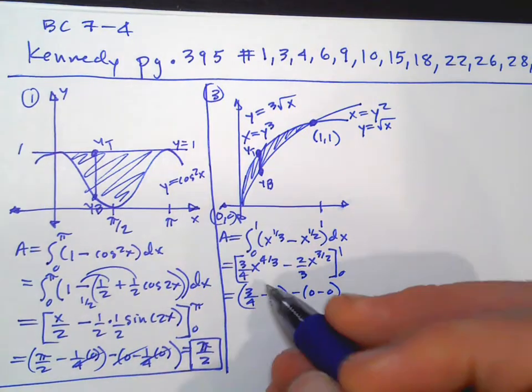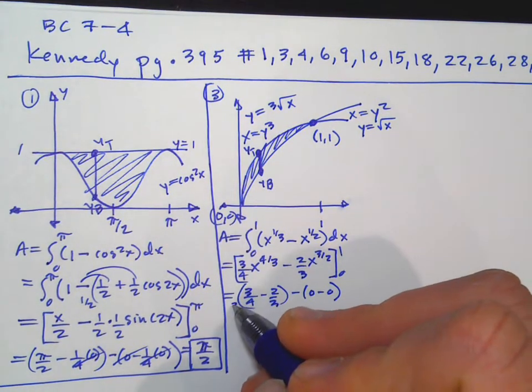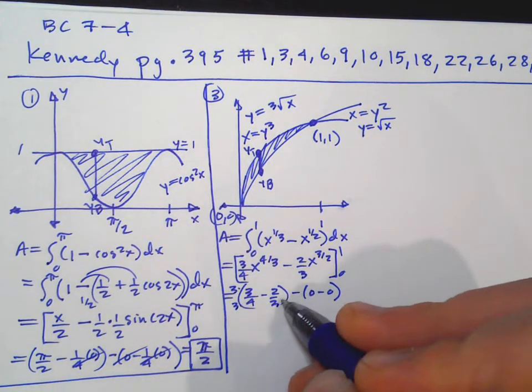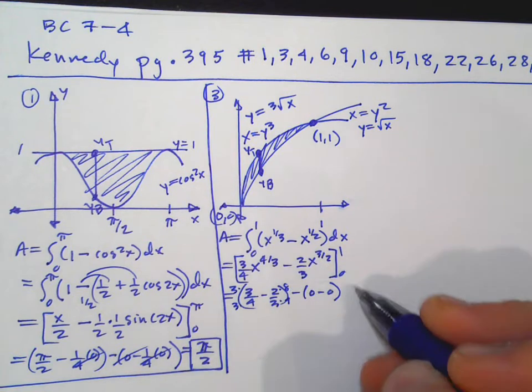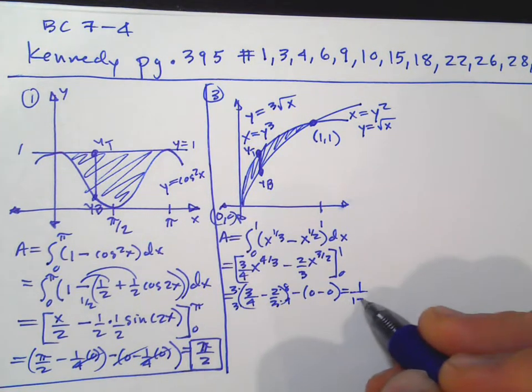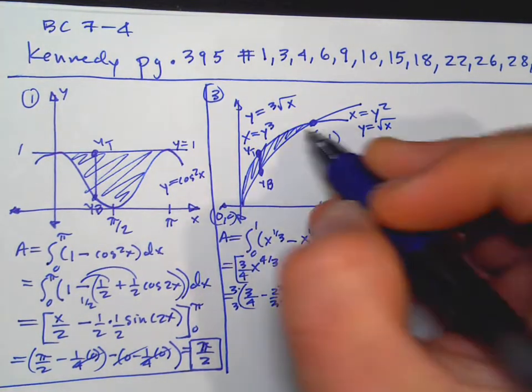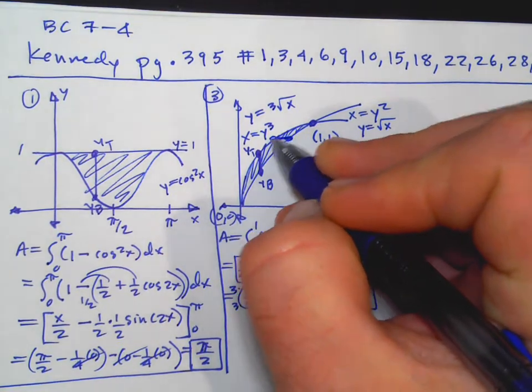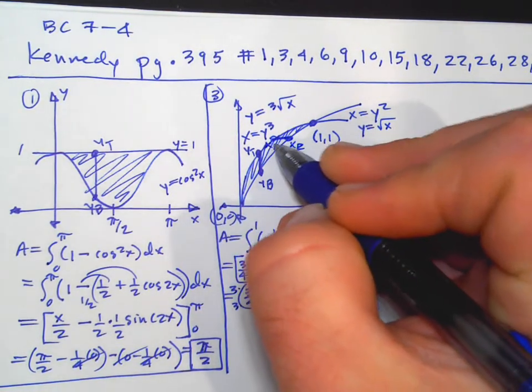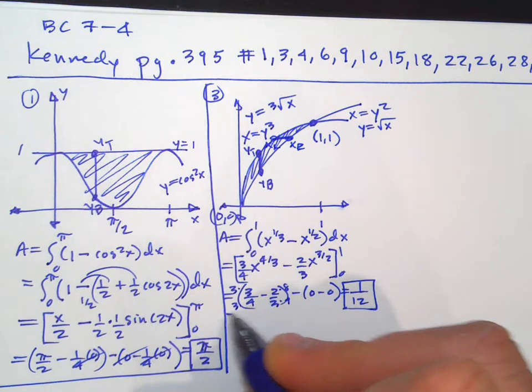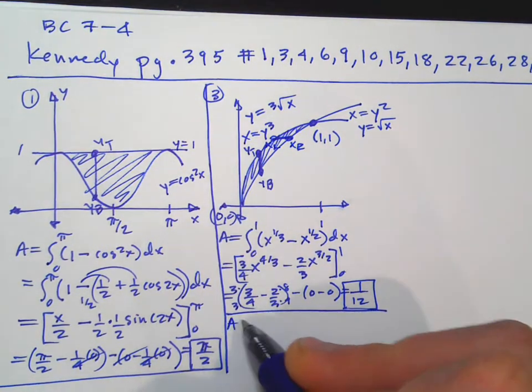And so least common denominator would be 12. So that's going to be 9/12. That's going to be 8/12. So that'd be 1/12. Or we could do horizontal slices, x right minus x left. And so this is a different option.